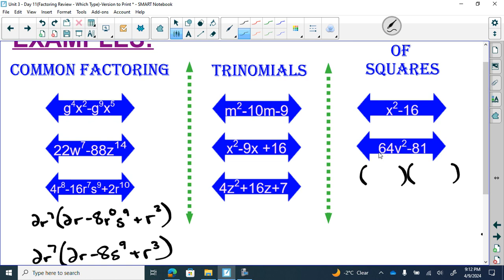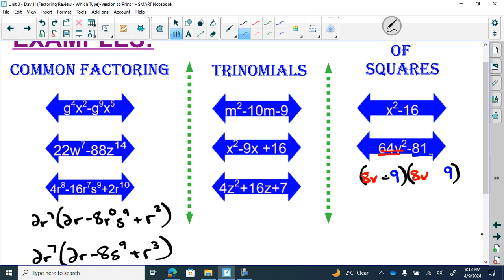What I do is I take the square root of the first term, 64v squared. The square root of 64 would be 8. The square root of v squared would be v. So I would put an 8v at the front of each bracket. Then I move on to the second term, 81. The square root of 81 is 9. I will put a 9 at the back of each bracket.